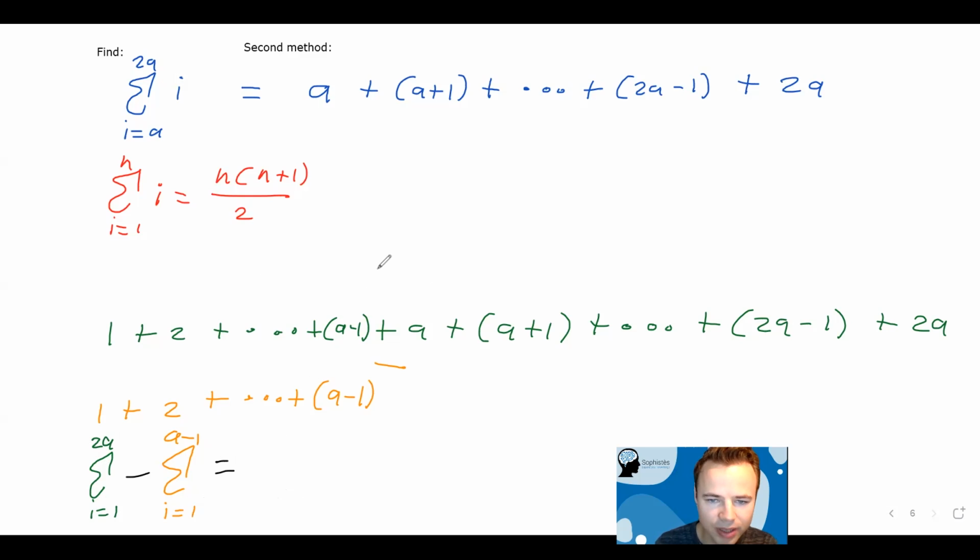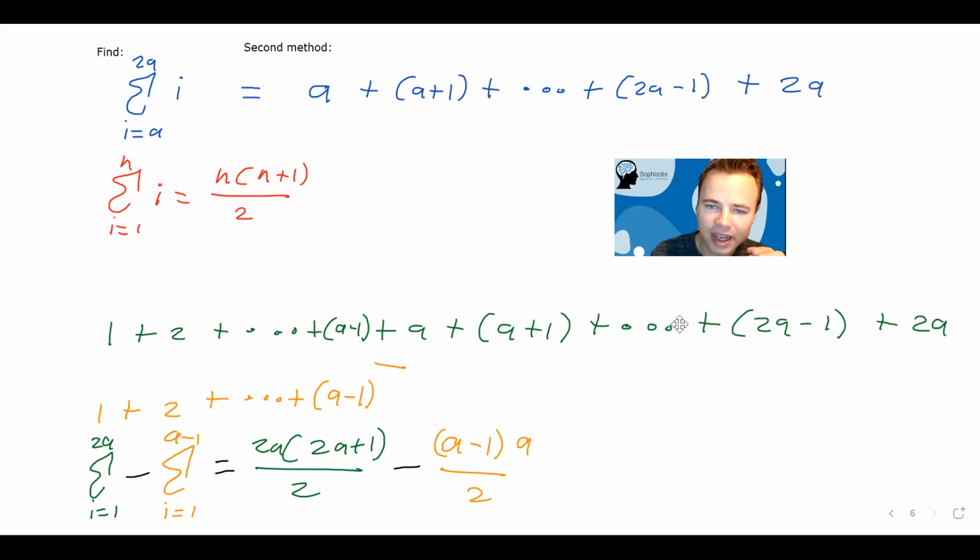So you say, all right, for the green one, my n is 2a. So the n is 2a. 2a plus 1 divided by 2, minus, and then for the orange one, the n is a minus 1 times a minus 1 plus 1, which is a, divided by 2.